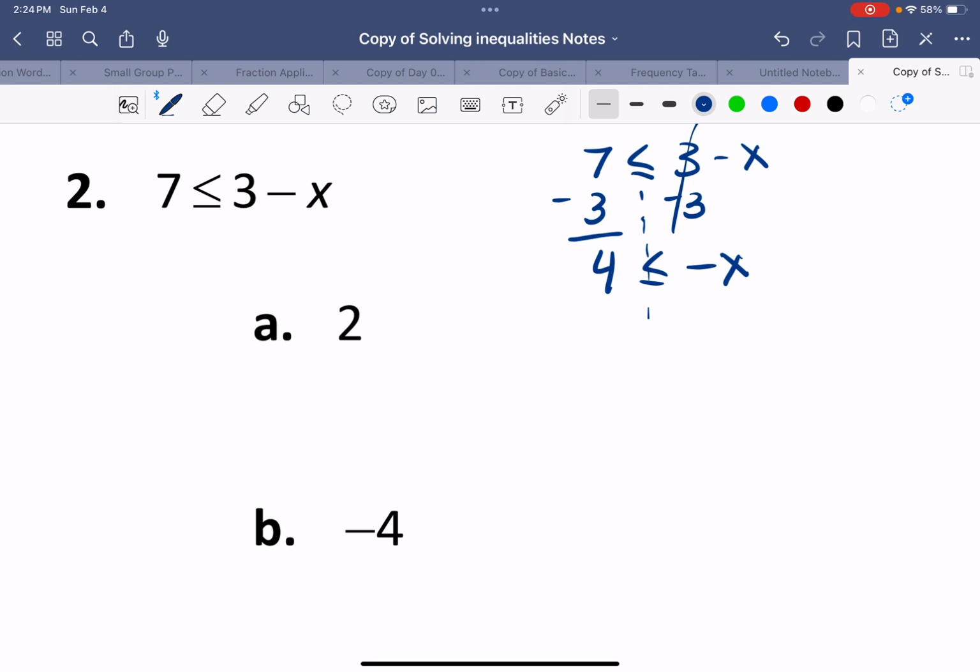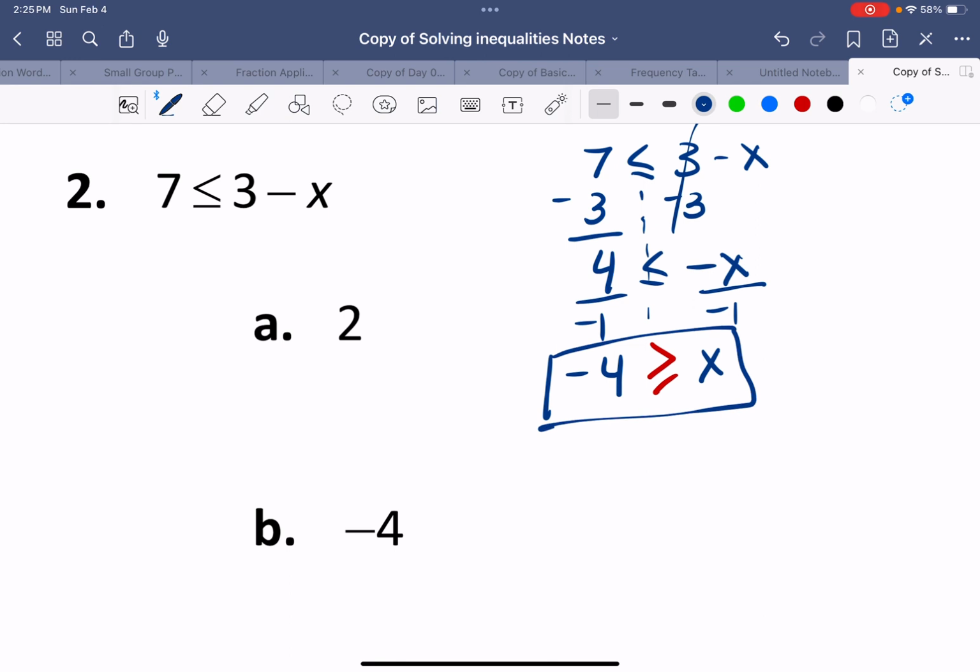Well, I can't have a negative x. It's almost like saying I have -1 times x. So I have to divide both sides by -1. And something to keep in mind is when I divide by a negative, I need to flip the sign. So this is going to flip this way, and I'm left with -4 is greater than or equal to x.